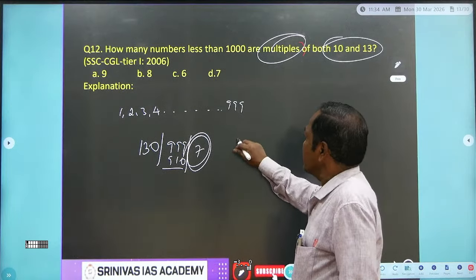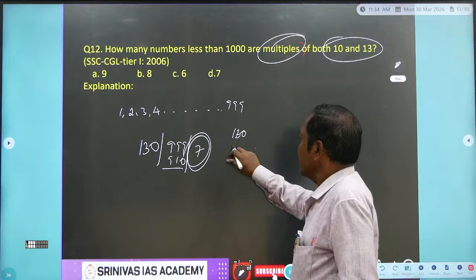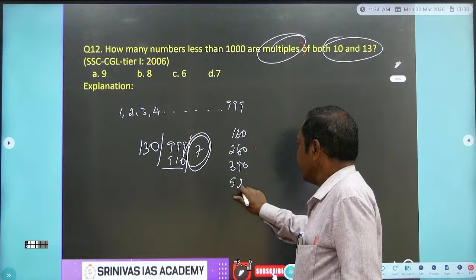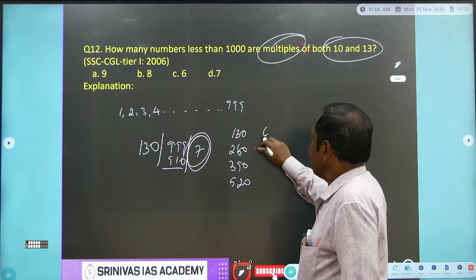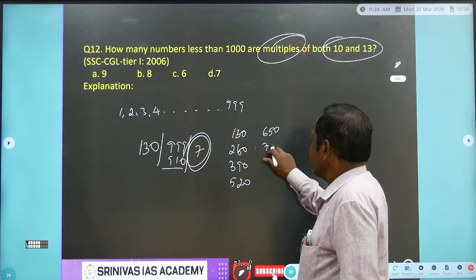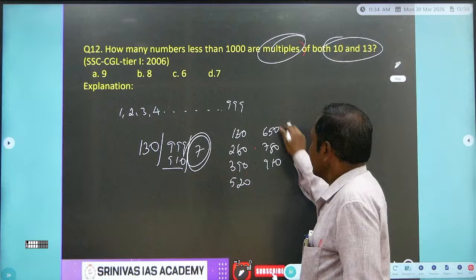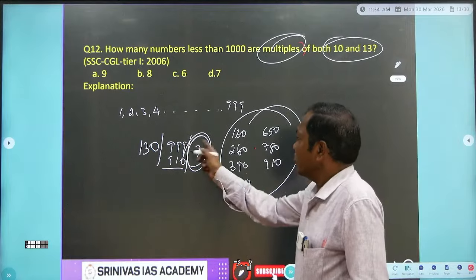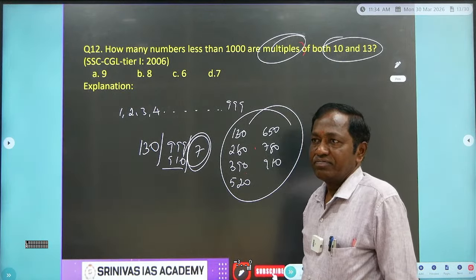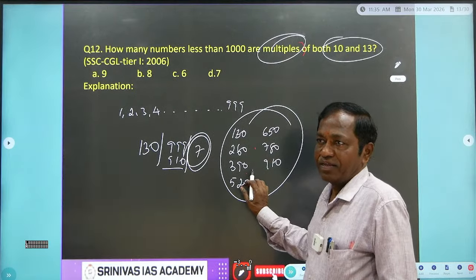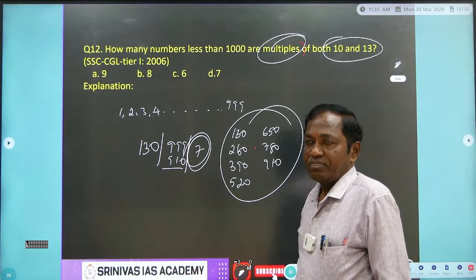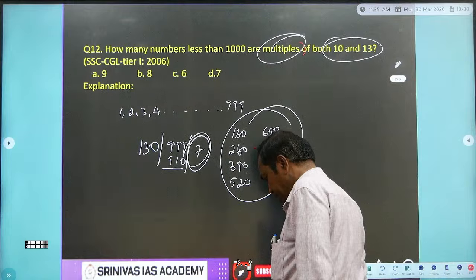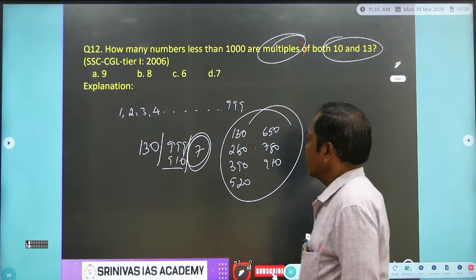Or you can take multiples of 130: 130, 260, 390, 520, and 650, 780, 910. See, there are 7 numbers, right? So you can do the division. Writing like this is the proving. Yeah, the LCM of 10 and 13 is 130, fine.